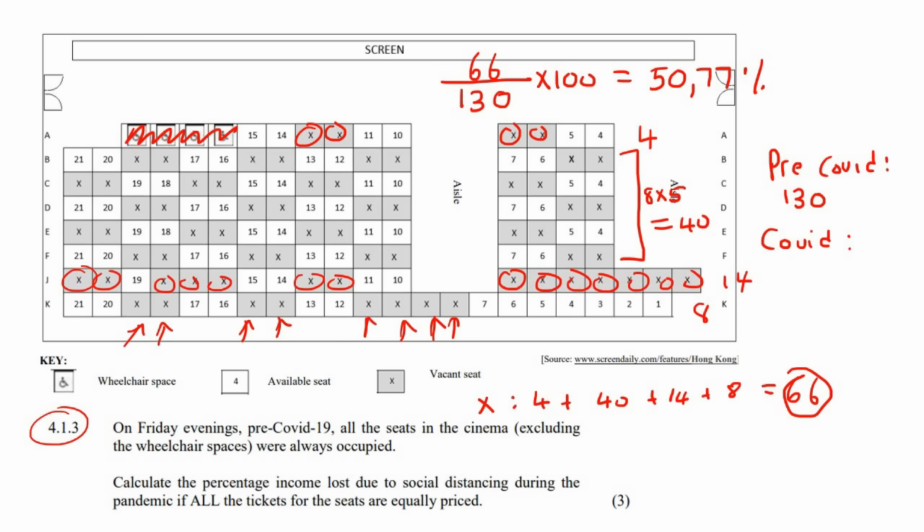50.77%. So that's how many seats are not allowed to be used. So 50.77% of the entire cinema is not allowed to be used. That is also how much money they're going to lose. They're going to lose 50.77% of all of the money that they would normally make. Okay, so there's the answer.